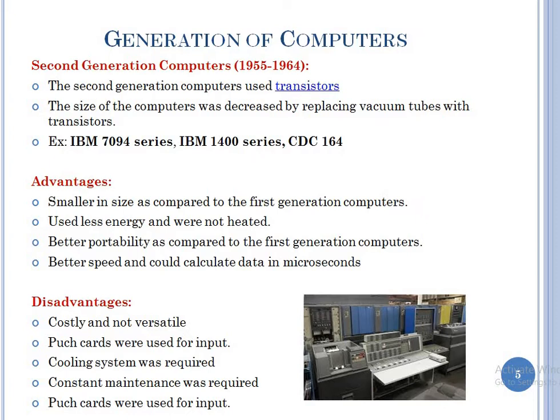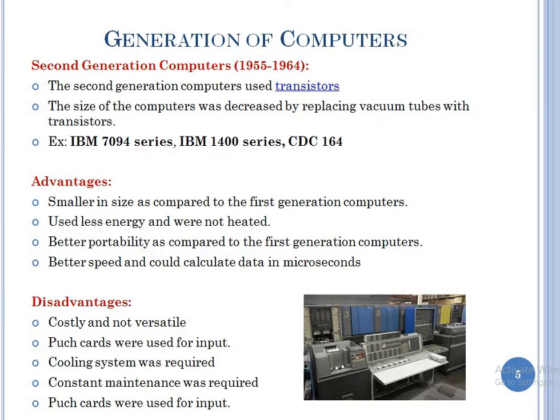In this generation, magnetic cores were used as the primary memory. Magnetic disk and tapes were used as the secondary storage. Assembly language and programming languages like COBOL, Fortran, batch processing and multi-programming operating system were used. Some of the popular second generation computers are IBM 1620, IBM 7094, etc.